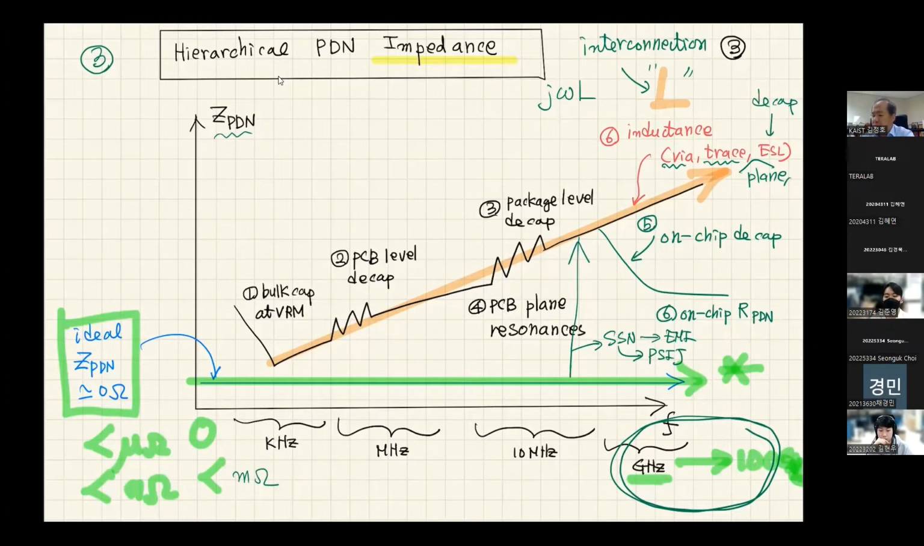So the first message I'm trying to tell you at this moment is that we have to engineer our PDN system to be close to ideal PDN impedance. The first element that is making this very hard is the inductance of interconnection.